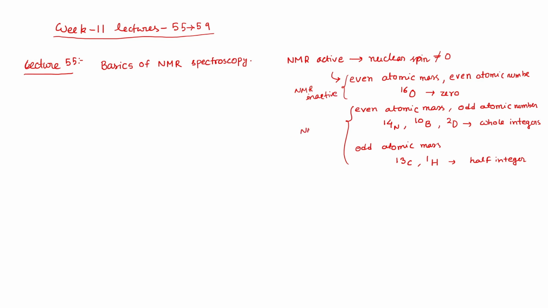For NMR spectroscopy we need an external magnetic field. So what can the nuclear spin be? One alpha, one beta, right?